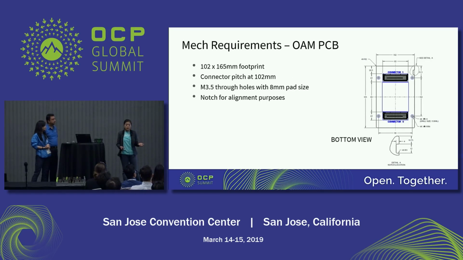Let's take a look at the OAM PCB. The footprint of the OAM PCB is 102 by 165 millimeters. The 2 Molex mirror Mezz connectors sit at a pitch of 102 millimeters. We also have requirements on the mounting hole locations, as well as a notch size and location that we use for alignment.